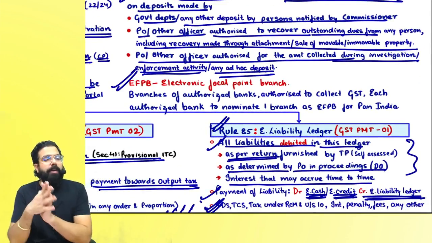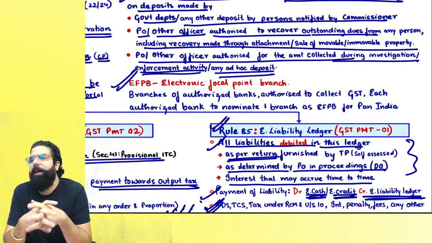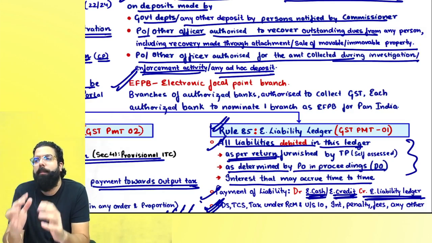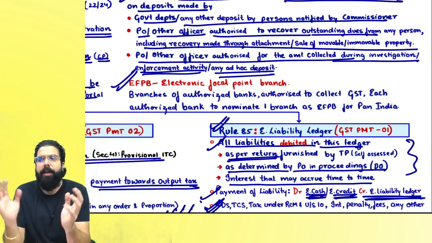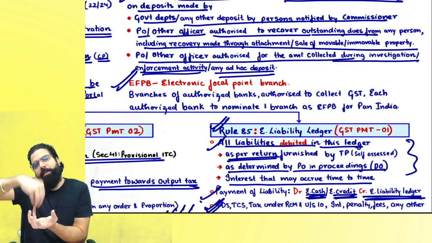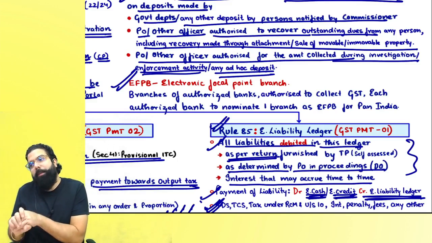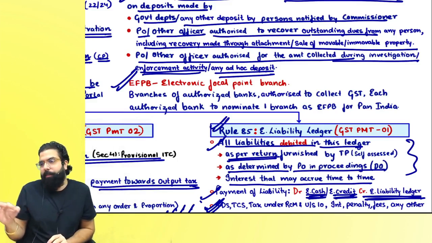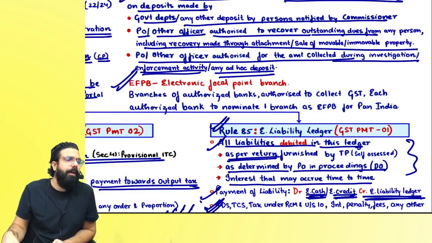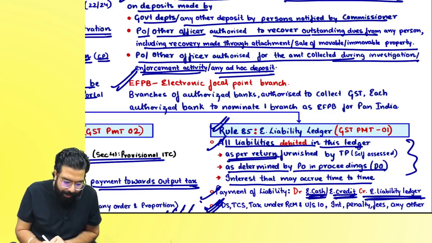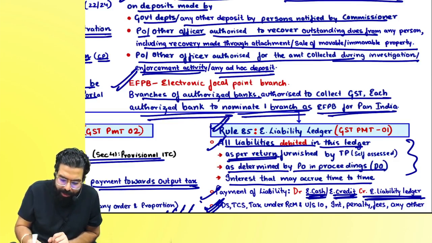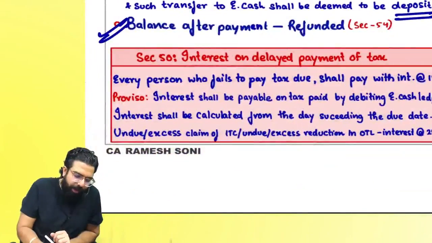Electronic focal point branch. What is an electronic focal point branch? EFPB: every authorized bank will appoint one branch as the electronic focal point branch where the government accounts will be maintained. Any payment through that bank from anywhere in India will always come to the electronic focal point branch. EFPBs are basically branches of the authorized bank, right everyone? Every bank will appoint one branch as the EFPB. Branches of authorized banks are authorized to collect GST, and each authorized bank nominates one branch as the electronic focal point branch.